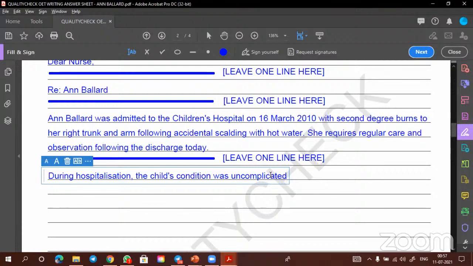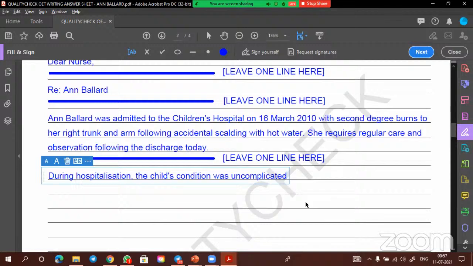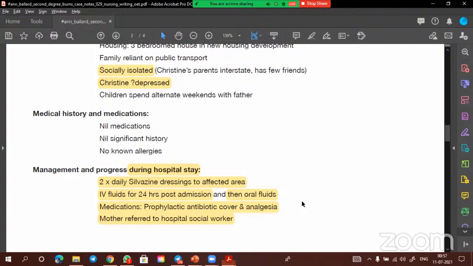Owing to, because of, following, anything you can use. So this is the regular action plan during hospital stay. Owing to the action plan, or owing to the measures taken, everything is fine. The child's condition was uncomplicated, comma. So now there is a regular course that was given here.